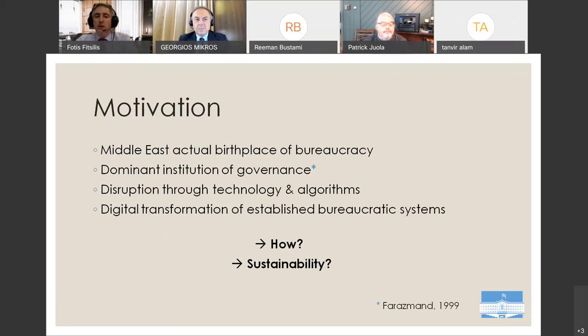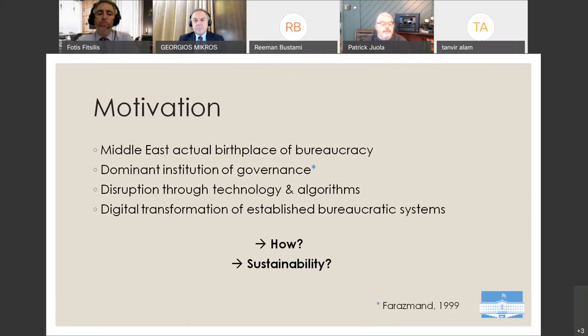Now, we all know that the Middle East is the actual birthplace of bureaucracy, since in the Middle East, the first modern or ancient states were born, they needed to be governed. And naturally, the dominant institution of governance is bureaucracy itself. Now, what we are experiencing in the past decades, and particularly in the current one, is that novel technologies and algorithms are disrupting traditional forms of governance and bureaucracy itself. This is being named digital transformation.